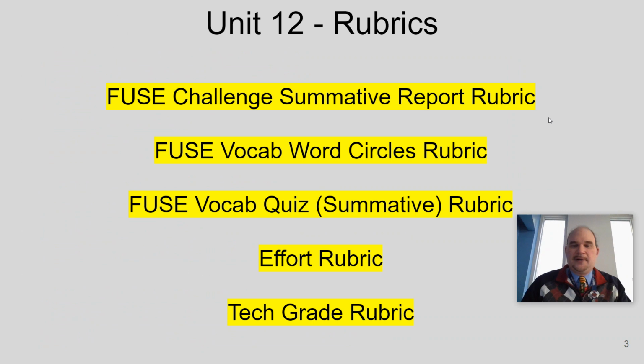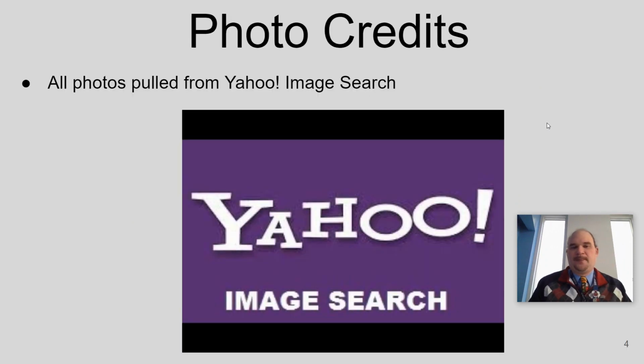These are the rubrics that you have for this unit. There's going to be a Fuse Challenge Summative Report. We're going to have one of those after spaghetti structures will come up after spring break. There's going to be a vocab word circles assignment. We're going to touch more on that later this week. There'll be a vocab quiz. That's a summative as well. The effort rubric, I actually need to update that link. And then there's a tech grade each week. I'll talk more about grading in the lesson plan for tomorrow.